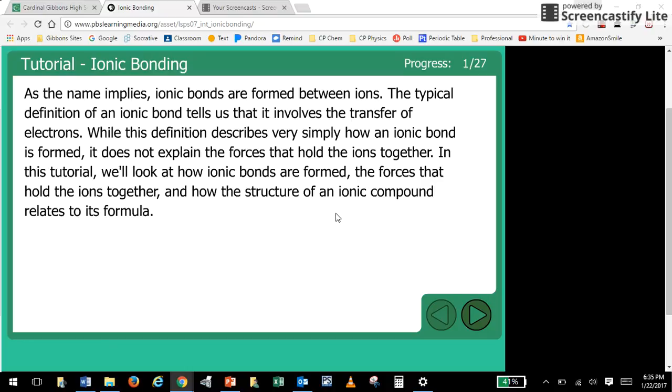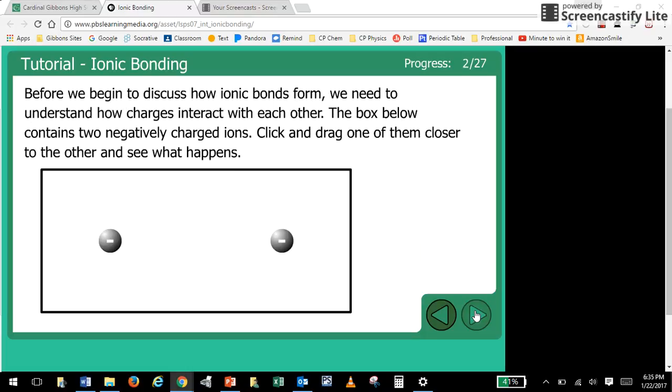So this was the ionic bonding interactive, and you should be able to do this yourself without me talking, but just to recall, when you have two similar charges, in this case both negative, they repel each other. And there is no desire for them to be together.